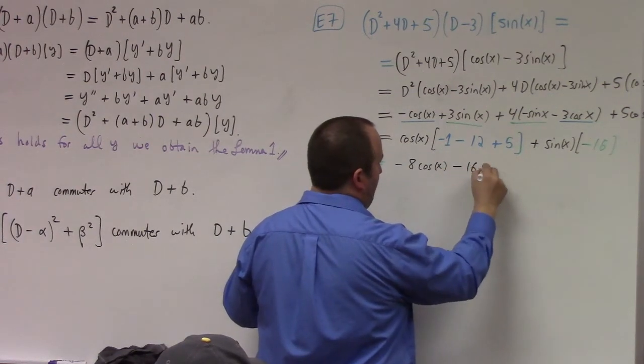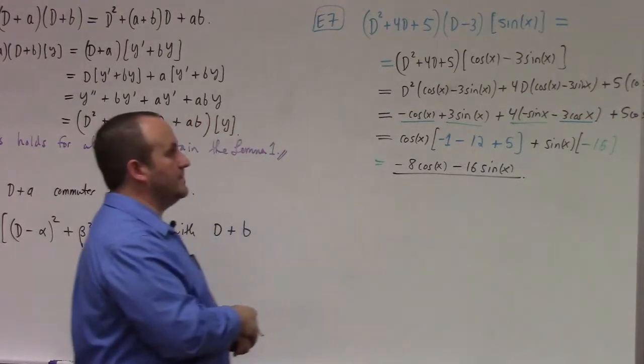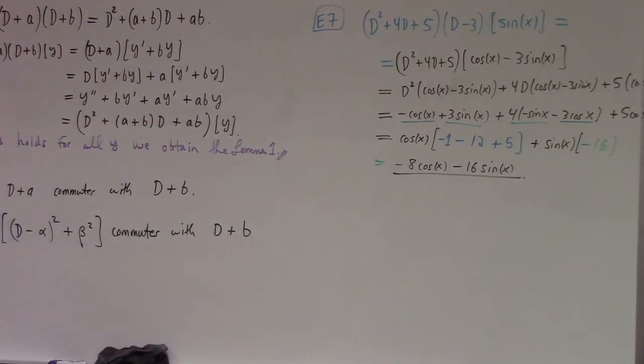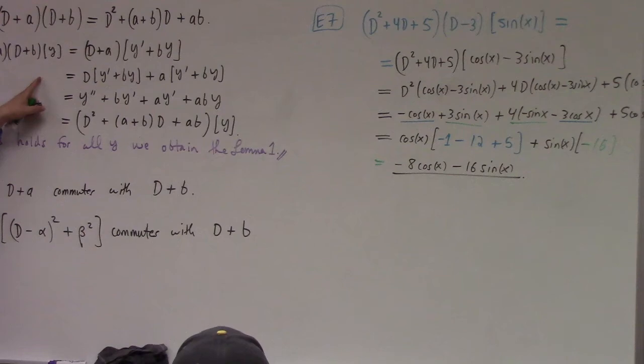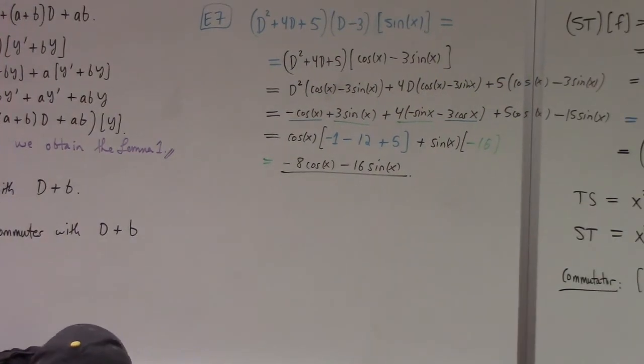Minus 16 sine x. Isn't it funny how much more complicated this looks when you put a specific function in? Like when I was doing derivations over here for arbitrary functions y, it was so much easier, wasn't it? This is the power of abstraction, guys. Sometimes it pays off to be more general, right?